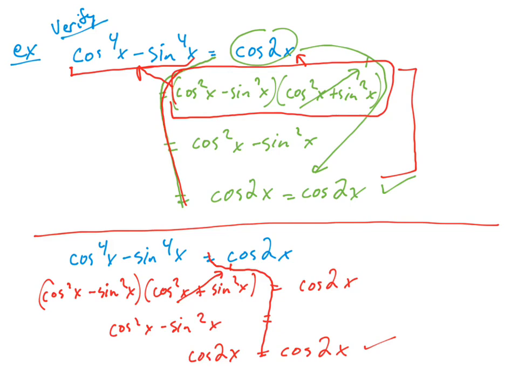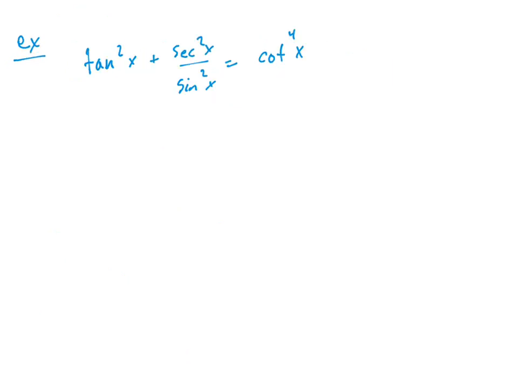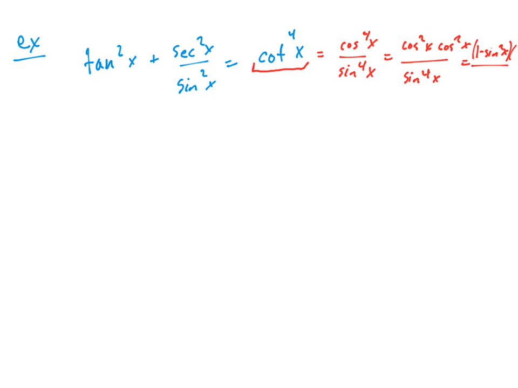All right, and then let's look at one last example of this idea. With this identity, what I also see students do is they'll look at cotangent to the fourth of x, and they'll say, oh, well, that is equal to cosine to the fourth of x over sine to the fourth of x, and that is equal to cosine squared of x times cosine squared of x over sine to the fourth of x, and that might be equal to 1 minus sine squared of x, I'm running out of room, over sine to the fourth of x, etc. And they'll just keep writing equal signs along the right-hand side there.